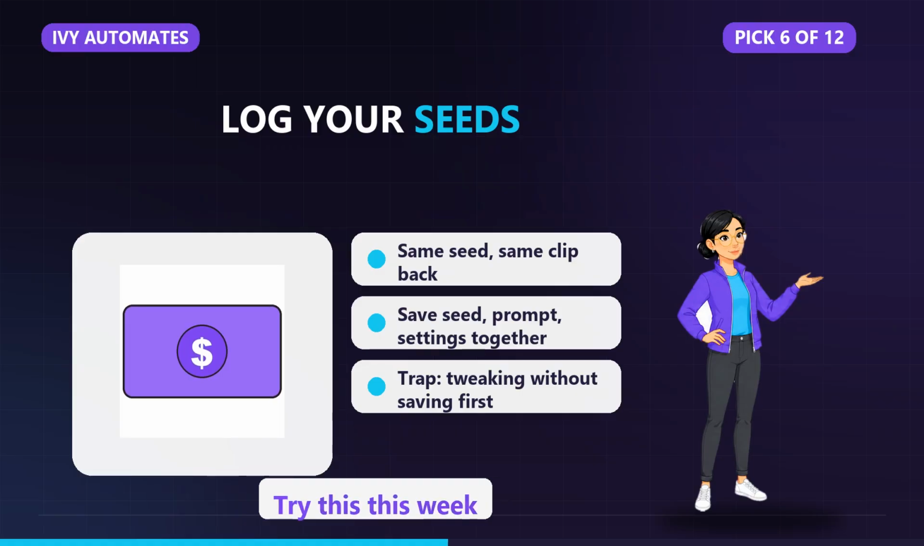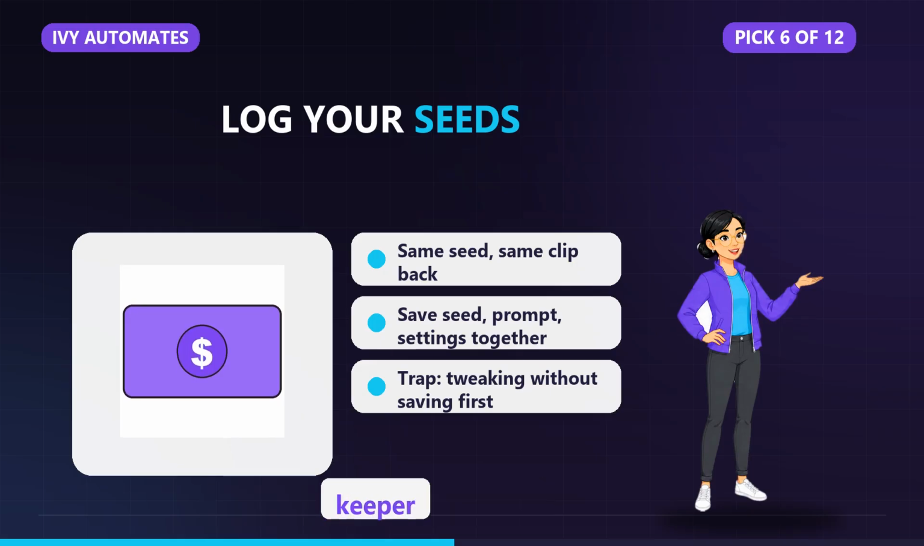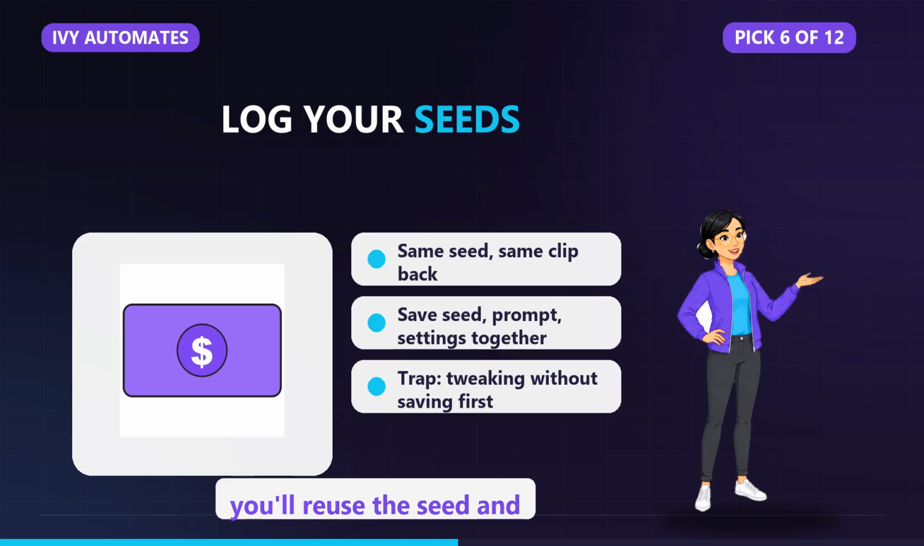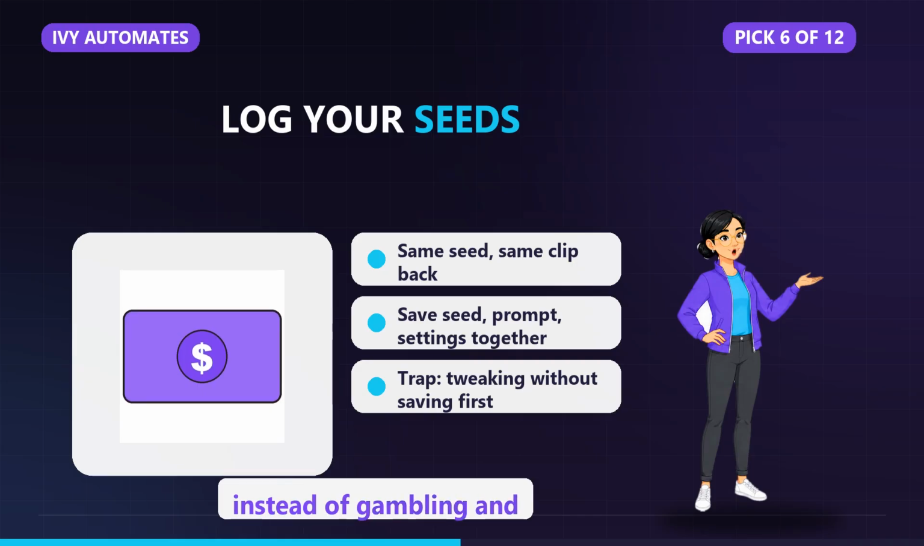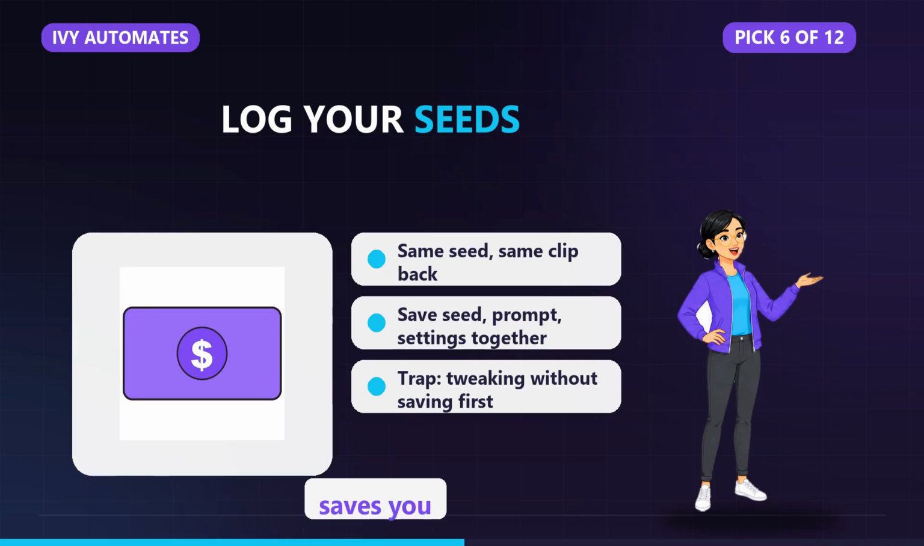Try this week. Create a simple table, seed, prompt, notes, and fill in one row every time you make a keeper. When you want 10 variations of a winner, you'll reuse the seed and tweak on purpose, instead of gambling and praying. Reproducibility is boring right up until the moment it saves you.